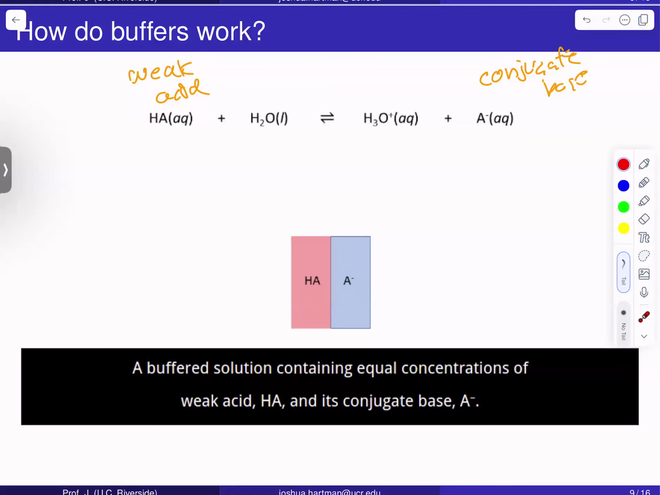And so to examine this process in another way, what I want to do is start off by considering a situation where you have an equal concentration of some weak acid and its conjugate base. So we'll call HA the weak acid, A minus the conjugate base. By showing these bars, we're representing the concentration. By showing these bars of equal height, we're basically saying that a buffer solution containing equal concentrations of weak acid, HA, and the conjugate base A minus would have this sort of concentration profile.